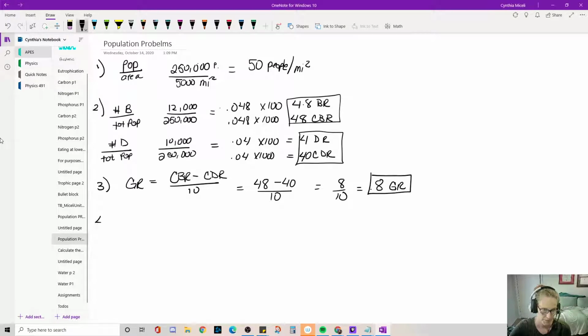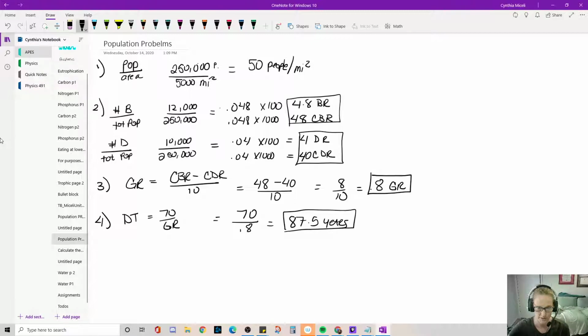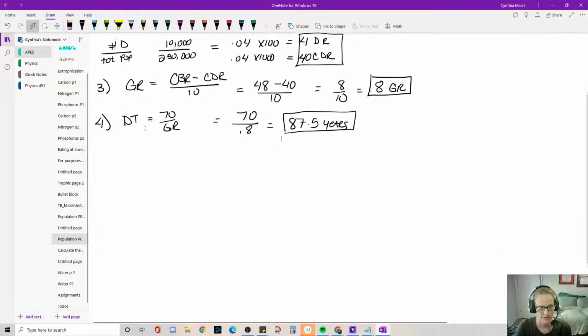And now when they want the doubling time, in years it is 70 divided by the growth rate. So I know my growth rate from number 3, so it's 70 divided by 0.8, and that will tell me 87.5 years. So it'll take 87.5 years for this population to double its current size. Okay, so that's section 1.